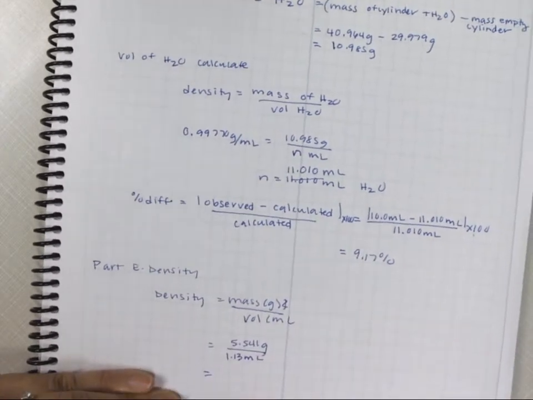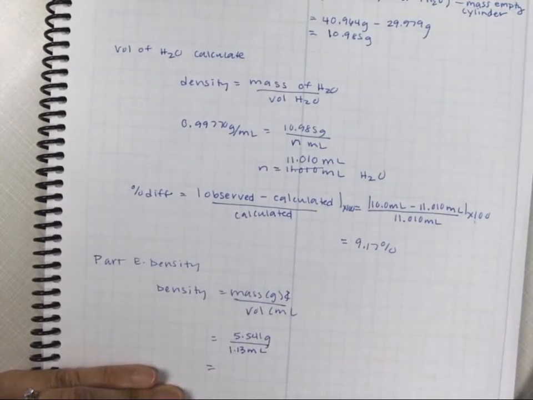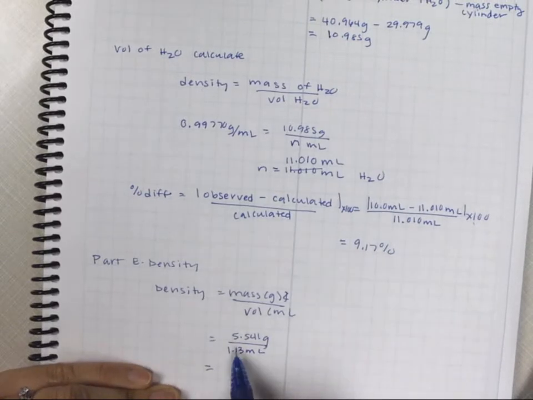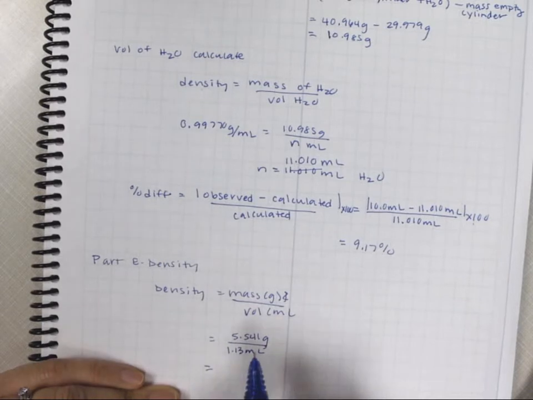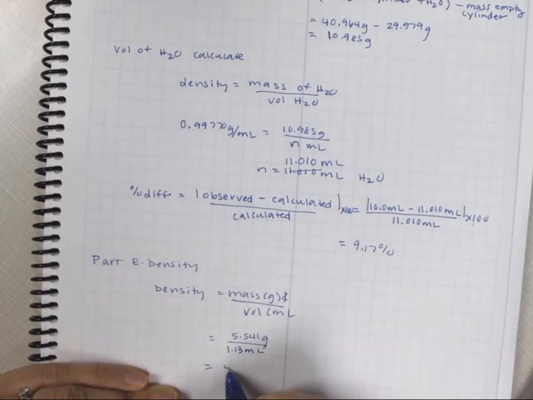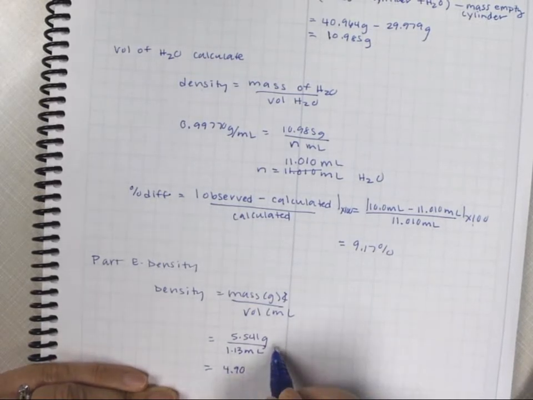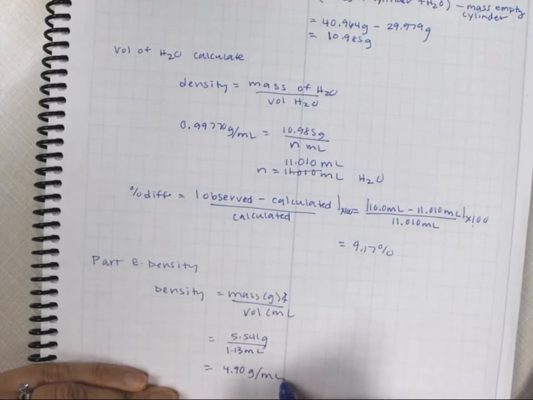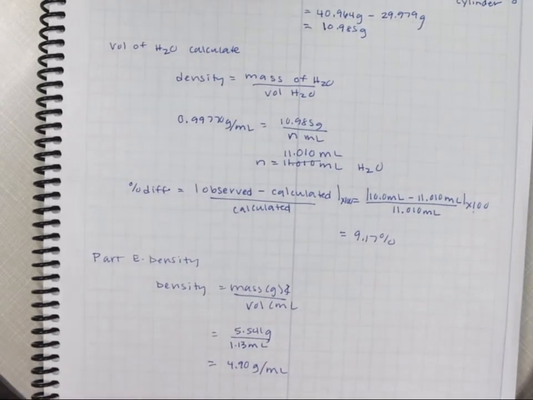So the density: I have 1, 2, 3, 4 sig figs here, 1, 2, 3 here. So my numbers should have 3, so that's 4.90. The units are in grams per mil. So that's how you would do the calculations for density.